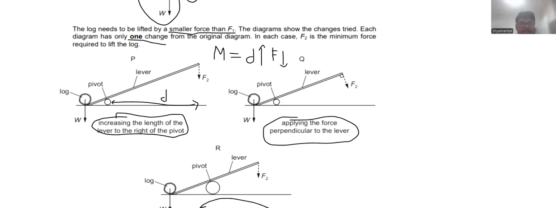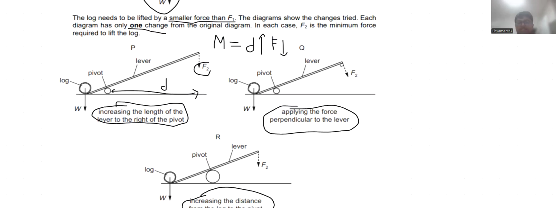So by increasing the length of the lever to the right of the pivot, we're increasing the moment caused by F2. We are not, sorry, my fault. See how it's easy to go wrong with this. We're keeping the same moment caused by the force by decreasing the force. So F2 is indeed smaller than F1. So P is a tick.